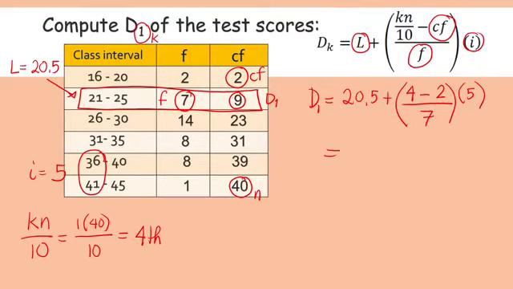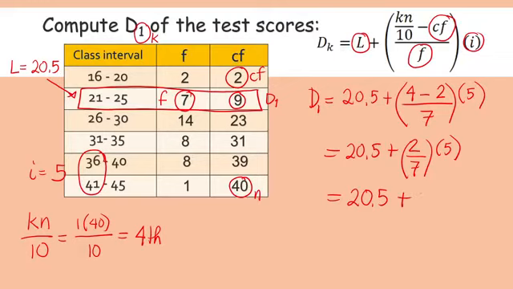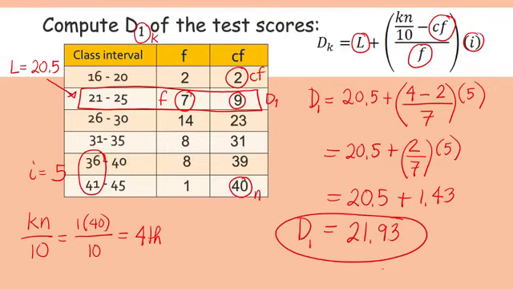So let's subtract first. You have 20.5 plus 2 over 7 times 5. So what is 2 times 5 divided by 7, in 2 decimal places? 1.43. 1.43 plus 20.5 is 21.93. 21.93 is correct. So this is the value of the first decile.